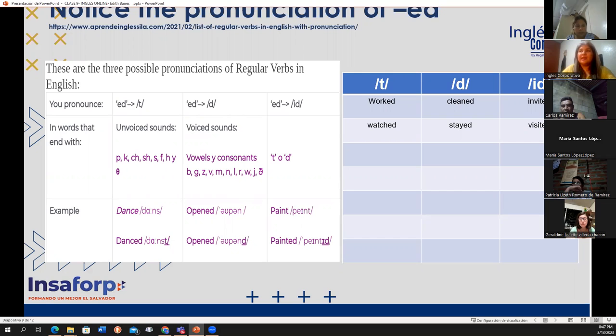Y tenemos los que terminan con ed, que son todos los que terminan con t o d. Estos son bien fáciles de aprenderse. Por ejemplo, visit. Okay, termina con T. Entonces es visited, right? El sonido sería con ED al final. Esos son los más fáciles de identificar. Por ejemplo, paint, okay, en pasado sería painted, right? Painted.